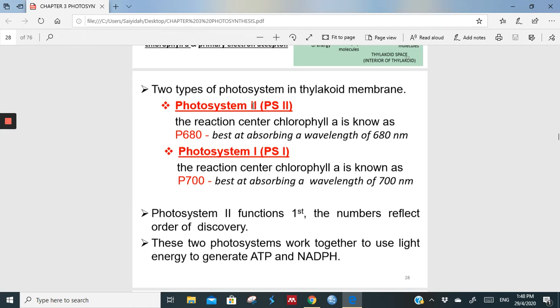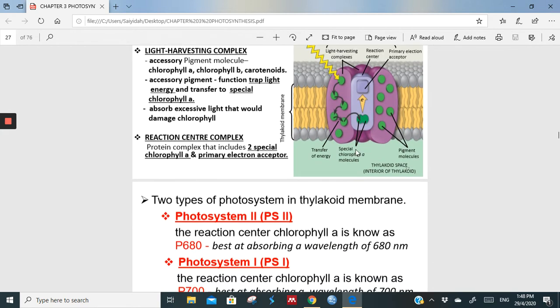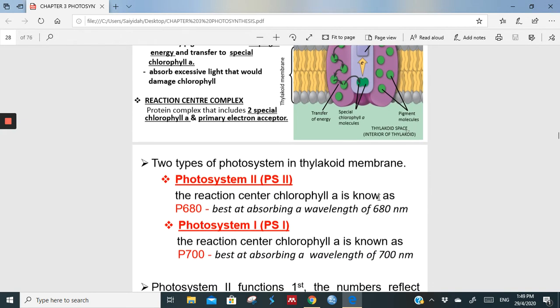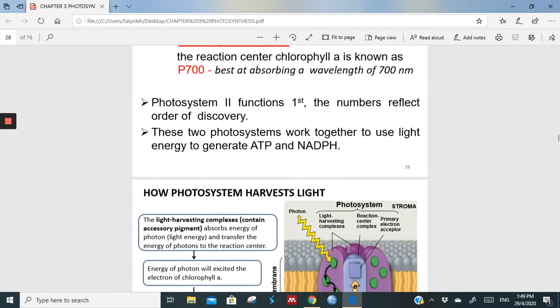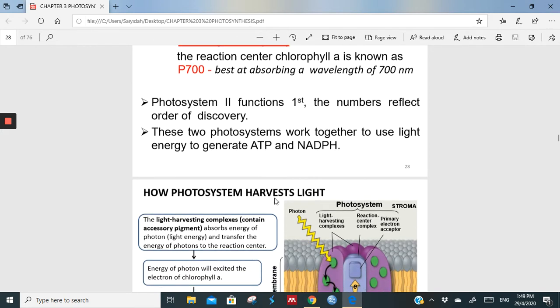Although numbered 2 and 1, photosystem 2 actually functions first, and then continues with photosystem 1. Basically the structure is the same for both photosystems, but the difference is that P680 for photosystem 2 functions to absorb a wavelength of 680 nanometers, and P700 for photosystem 1 functions to absorb a wavelength of 700 nanometers. These two photosystems work together to use light energy to generate ATP and NADPH.